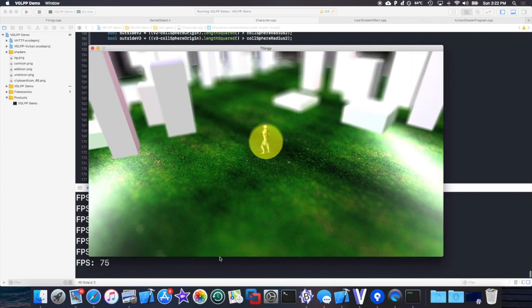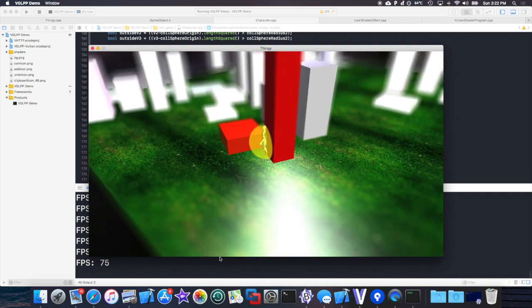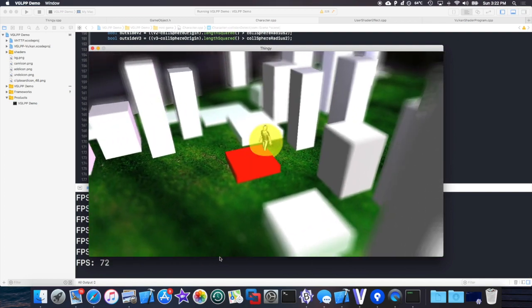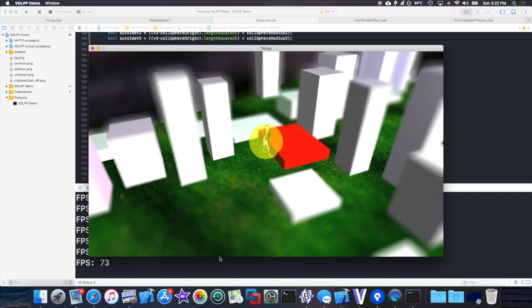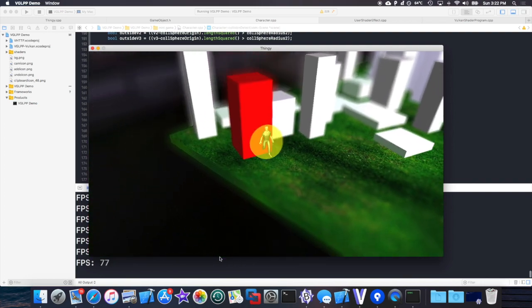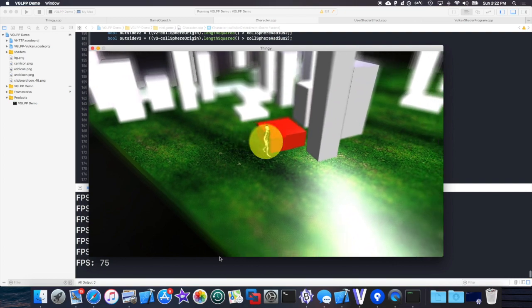And I can walk around this entire scene and determine that the collision detection, which is the hardest part of this entire video, is working properly. Yay, because it would suck if it didn't work.